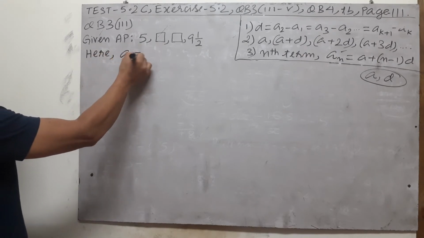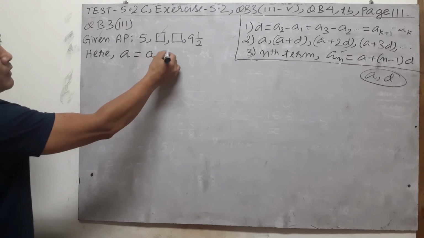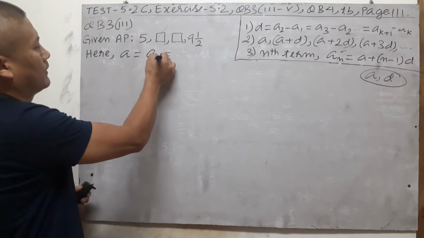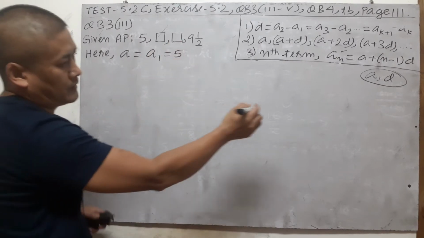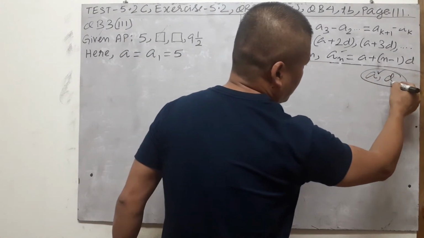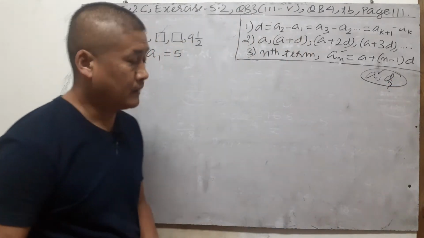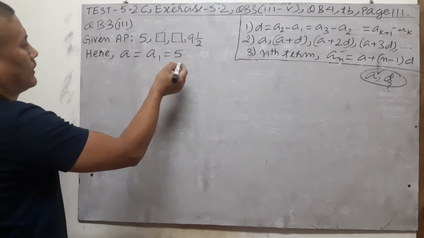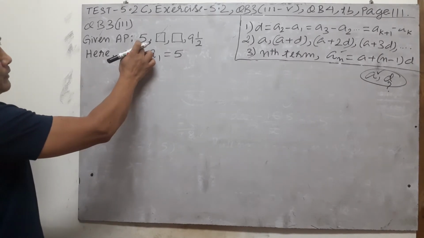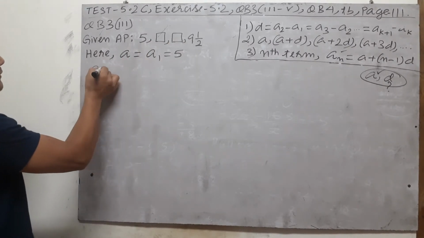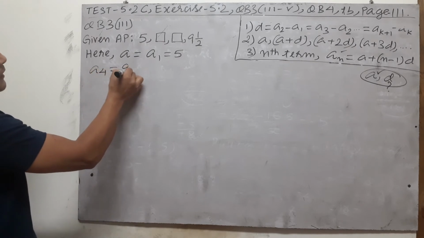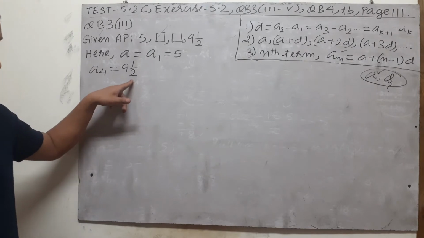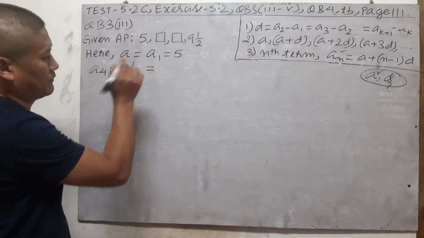A is there, or sometimes we can even use A1. A or A1 is the same, okay. A is 5, so A is given, so done. So we have to find this D. For that, let's just write the given ones. A1, 1, 2, 3, 4. So A4 is given, so just write that A4 is 9.5.